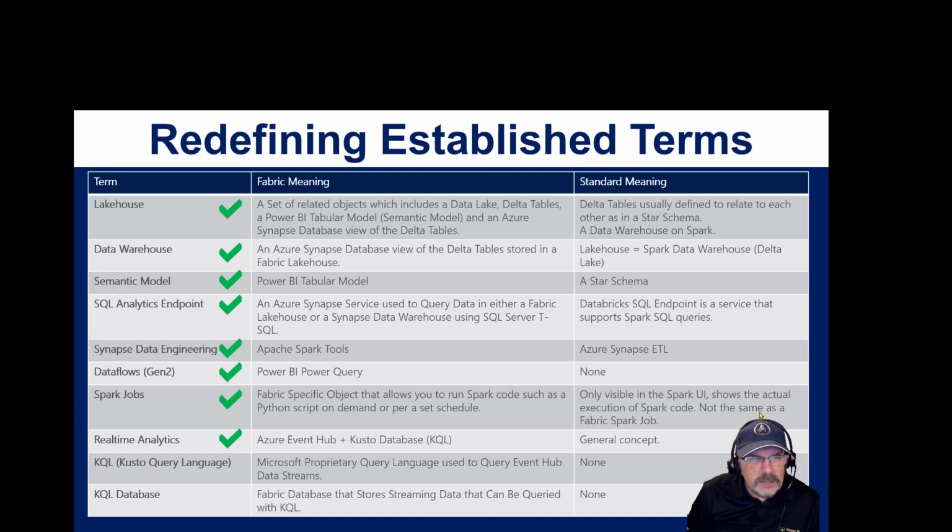Real-time analytics just means you're using Event Hub in Azure, so you're streaming. Now, what they typically also add with this is something called Kusto database or Kusto query language, so KQL, but generally real-time analytics is a general streaming concept. So specifically, real-time analytics here means Event Hub and Kusto. Kusto query language is a proprietary query language to be used with Event Hub data streams, and you can create a Kusto database to hold that streaming data to be queried.